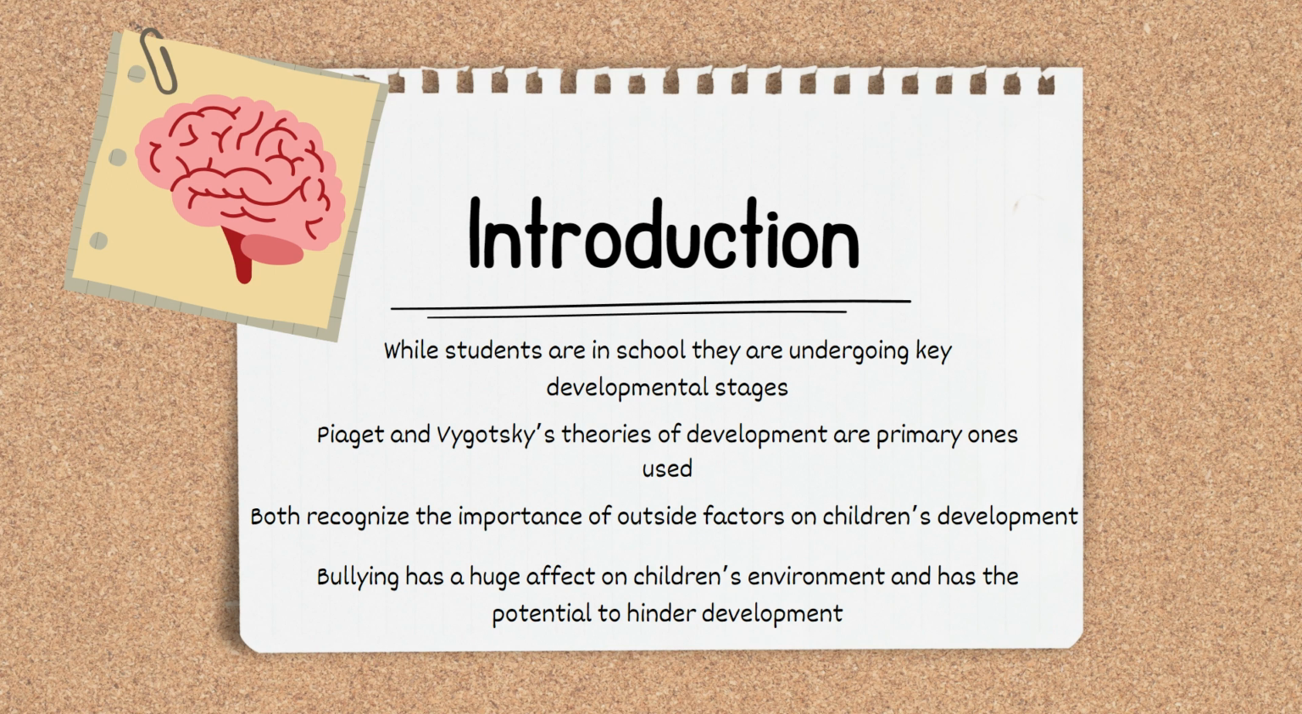Although their theories of development highlight different things, they both agree on the importance of a child's environment and relationships on their psychological development. And a big part of this environment is the child's relationship with peers in their school. Bullying has the potential to have a large negative effect on children and their development due to a number of factors, and can cause problems in how the child develops psychologically.